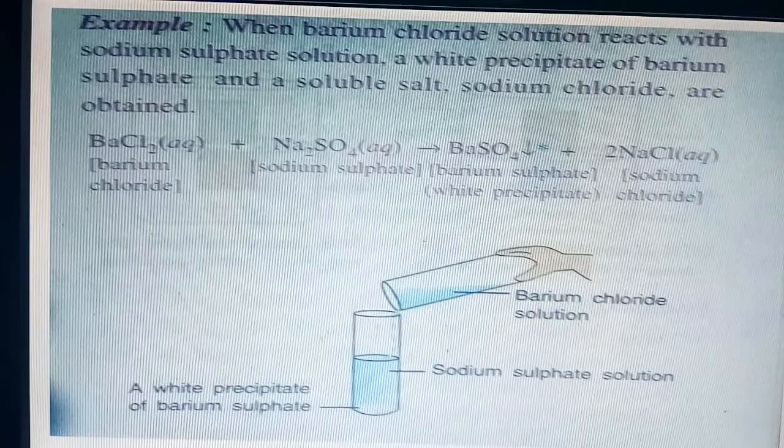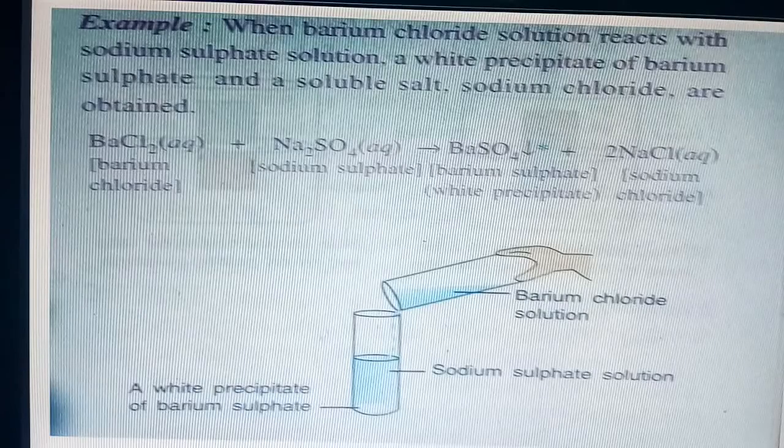So if you are finished with making the solution of sodium sulfate, then take another test tube and put some barium chloride solid in it. Then again put in water and stir it, dissolve it. Then when both test tubes have clear solutions of sodium sulfate and barium chloride, hold the sodium sulfate solution in one hand and the barium chloride solution test tube in the other hand, and pour it slowly onto the sodium sulfate solution. Put this barium chloride solution into the sodium sulfate solution.